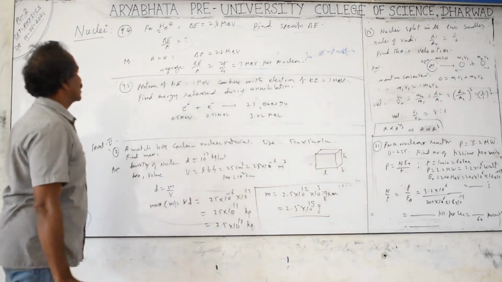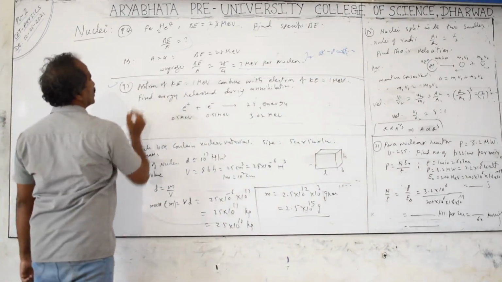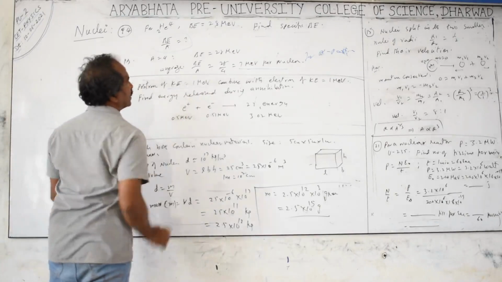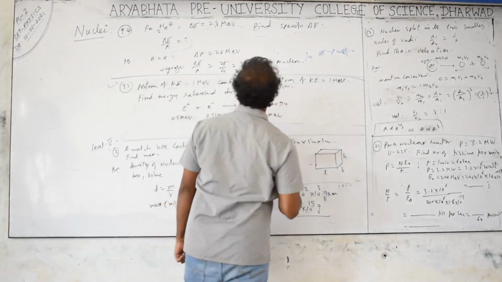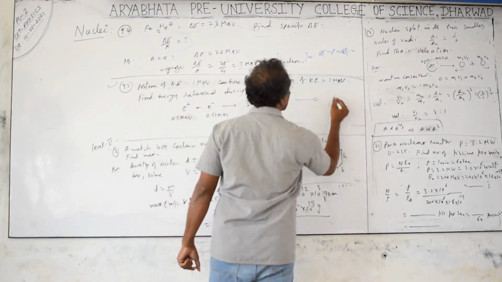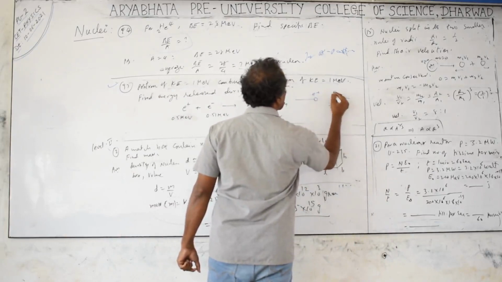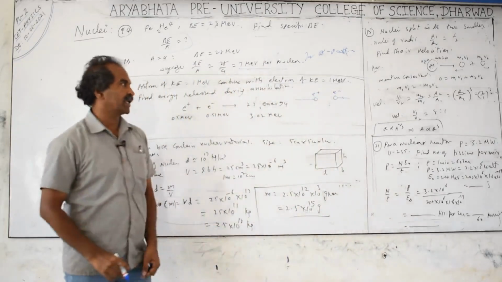Next is for a positron. Kinetic energy is given as 1 MeV, million electron volts, and for the electron, kinetic energy is also 1 million electron volts. Both the electron and positron are coming in opposite directions and then meeting. This is E plus, E minus. Coming with these kinetic energies means they have velocities, equal kinetic energy combined.